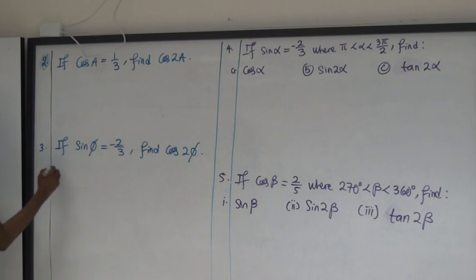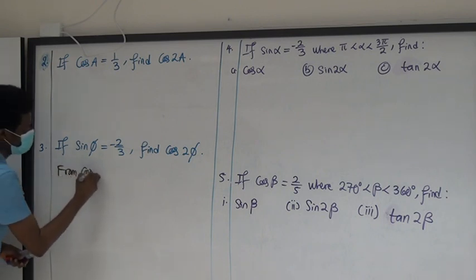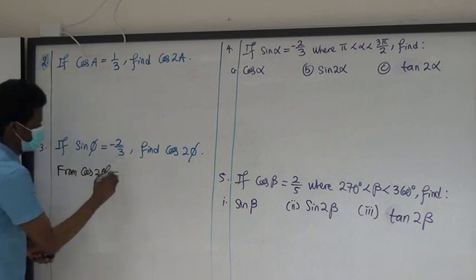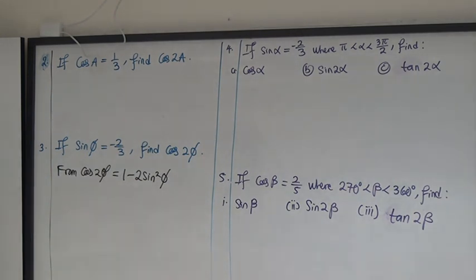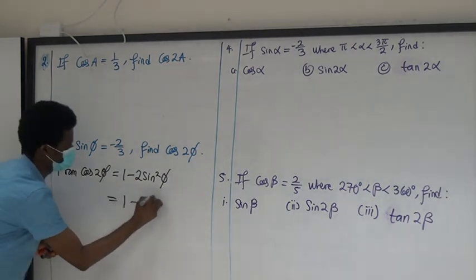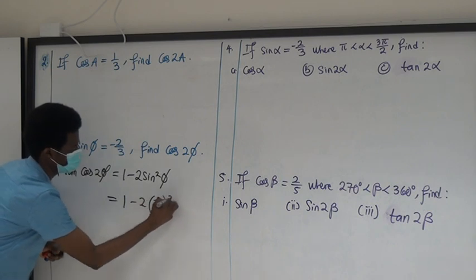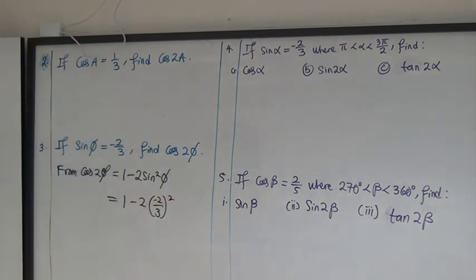So I will expect you to write something like, from cos 2 phi is equal to 1 minus 2 sine square phi. Then this is equal to 1 minus 2 times negative 2 over 3 squared, like that. Then you simplify, that's all. Nothing more. Always state from which identity, always write that first, and in the variable that is given in the question. So here I do not expect you to write from cos 2 theta. This has nothing to do with theta. Theta is just a variable, could be anything.